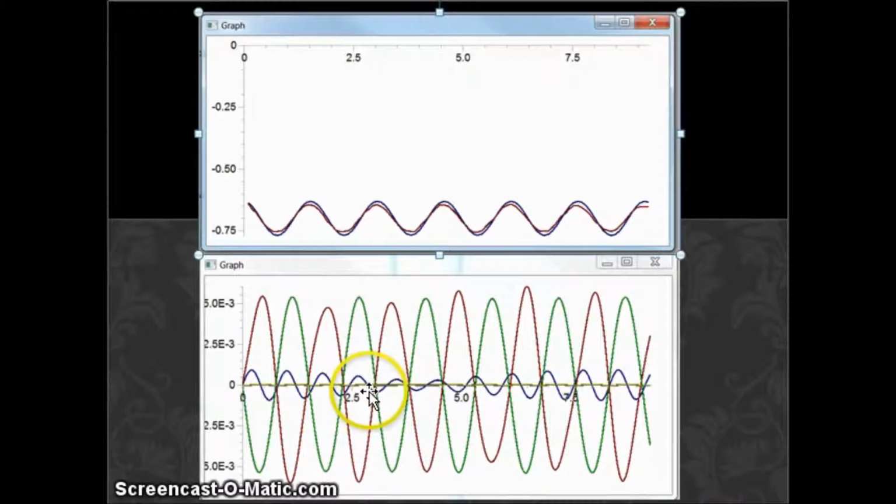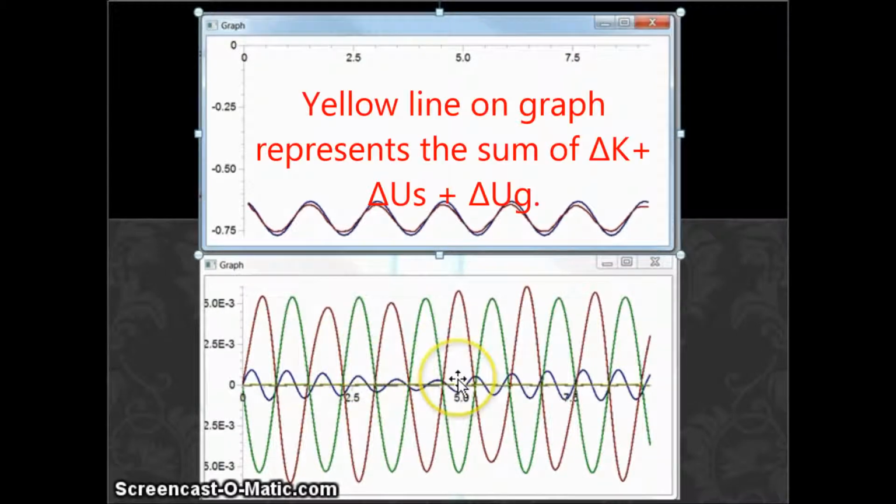The bottom graph represents the different energy changes, and the blue line is delta K, the red line is delta US, the green line is delta UG, and the sum of all of them is 0. And because the sum of all of them is 0, which means energy is conserved, that also tells us that the Earth was included into our system and we had no surroundings. We chose everything to be in our system.